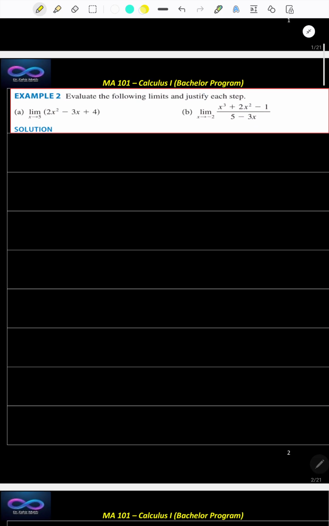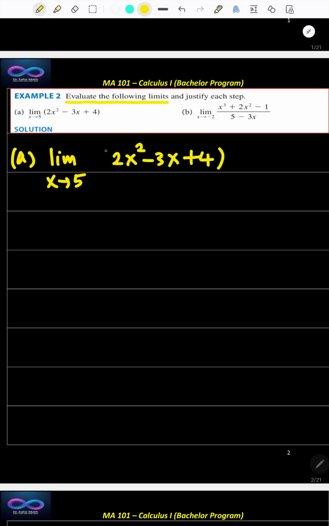Let's go to the first problem. Evaluate the following limits and justify each step. First question A: limit x tends to 5 of 2x square minus 3x plus 4. So far in this exercise, whenever you put in the values, you will not be getting 0 by 0, indeterminate form or undefined. In some places, but in other places you get them, there are some rules, don't worry.